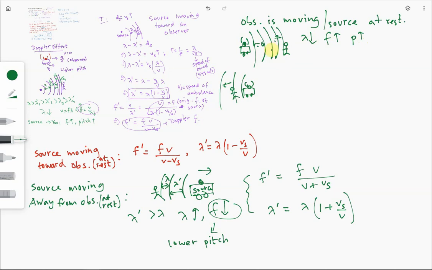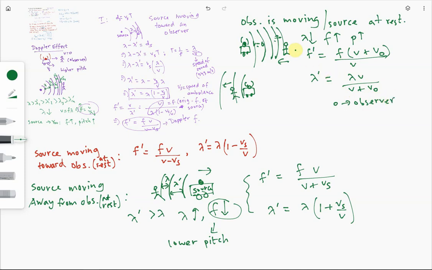For this scenario, when the observer, you, are moving towards the source, the new frequency f prime is equal to f times v, the speed of sound, plus vo, over the speed of sound. Vo means the speed of the observer. And the corresponding new wavelength lambda prime is given as the original wavelength lambda times the speed of sound over speed of sound plus speed of observer. O here means observer.